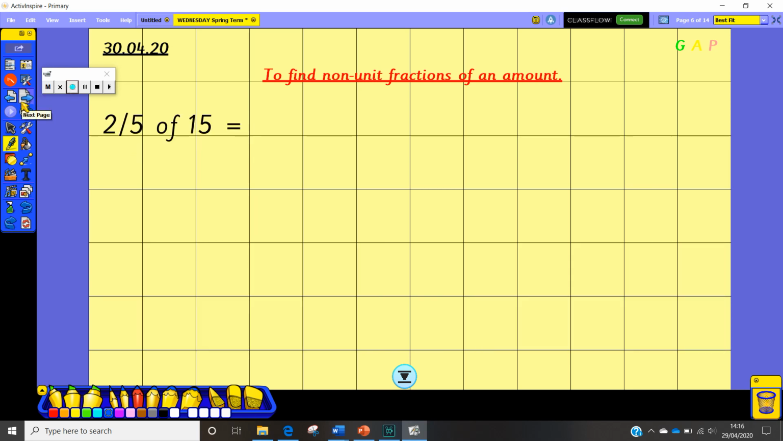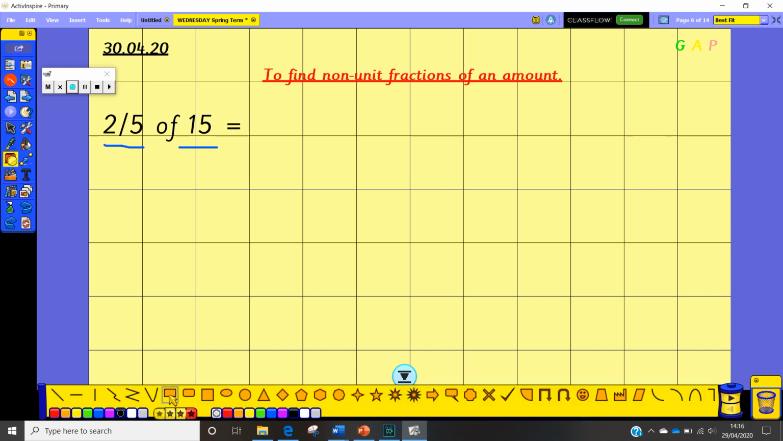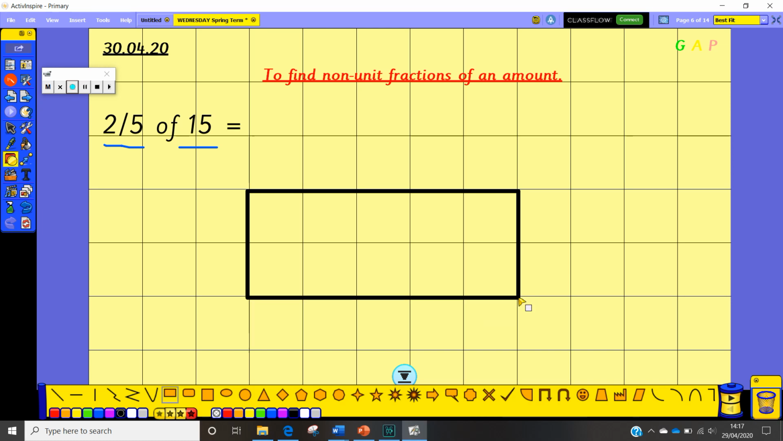So here we are going to be looking at a non-unit fraction where we are finding a fraction of a number. So firstly, we have got 2/5 of 15 this time. Now up until the very last part of finding this answer, everything is exactly the same as it would be if it was a normal unit fraction. So I'm going to draw my bar model, which needs to have 5 pieces because it's fifths. So let's go across for 5. So 1, 2, 3, 4, 5, and I'm going to go down for 2 boxes.